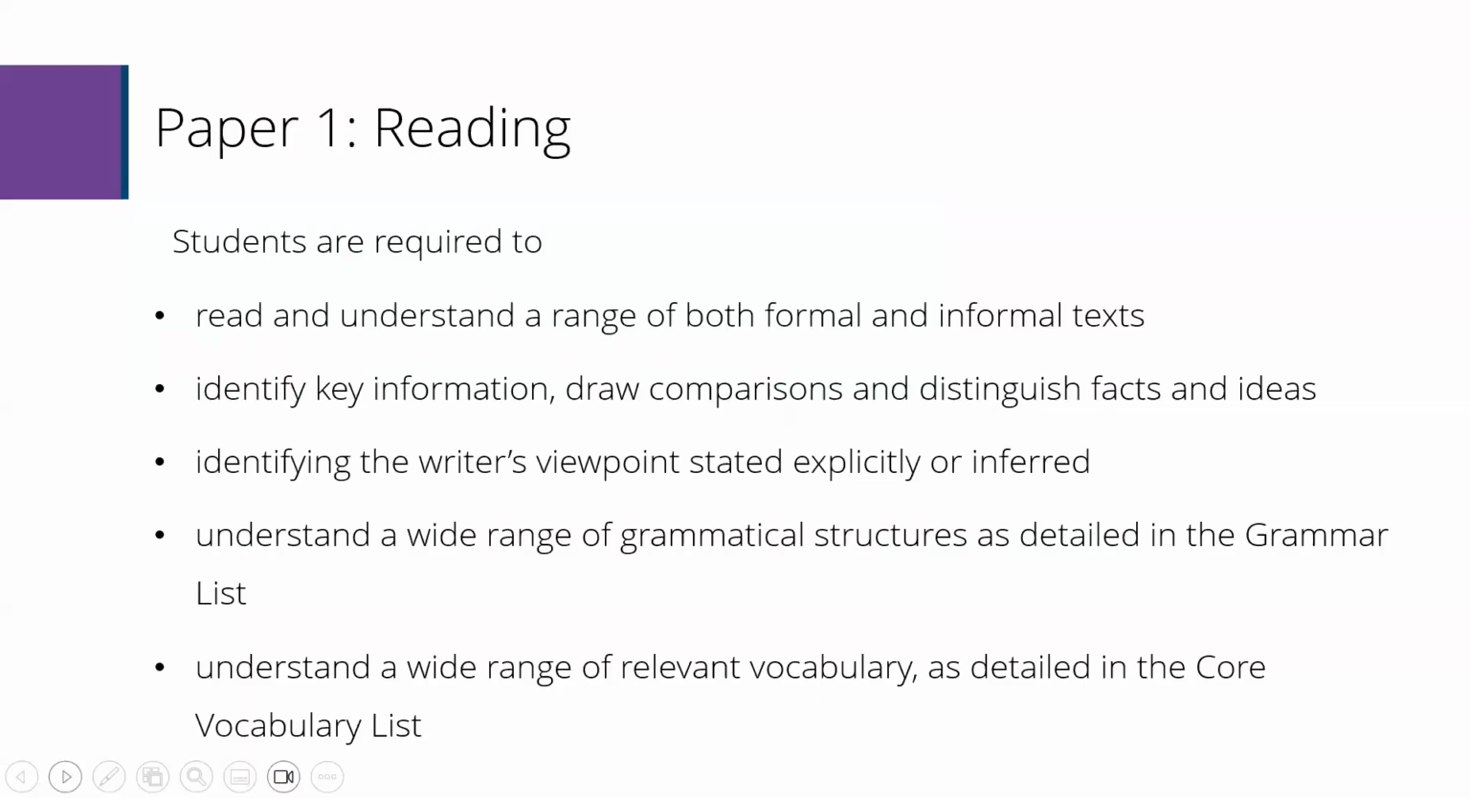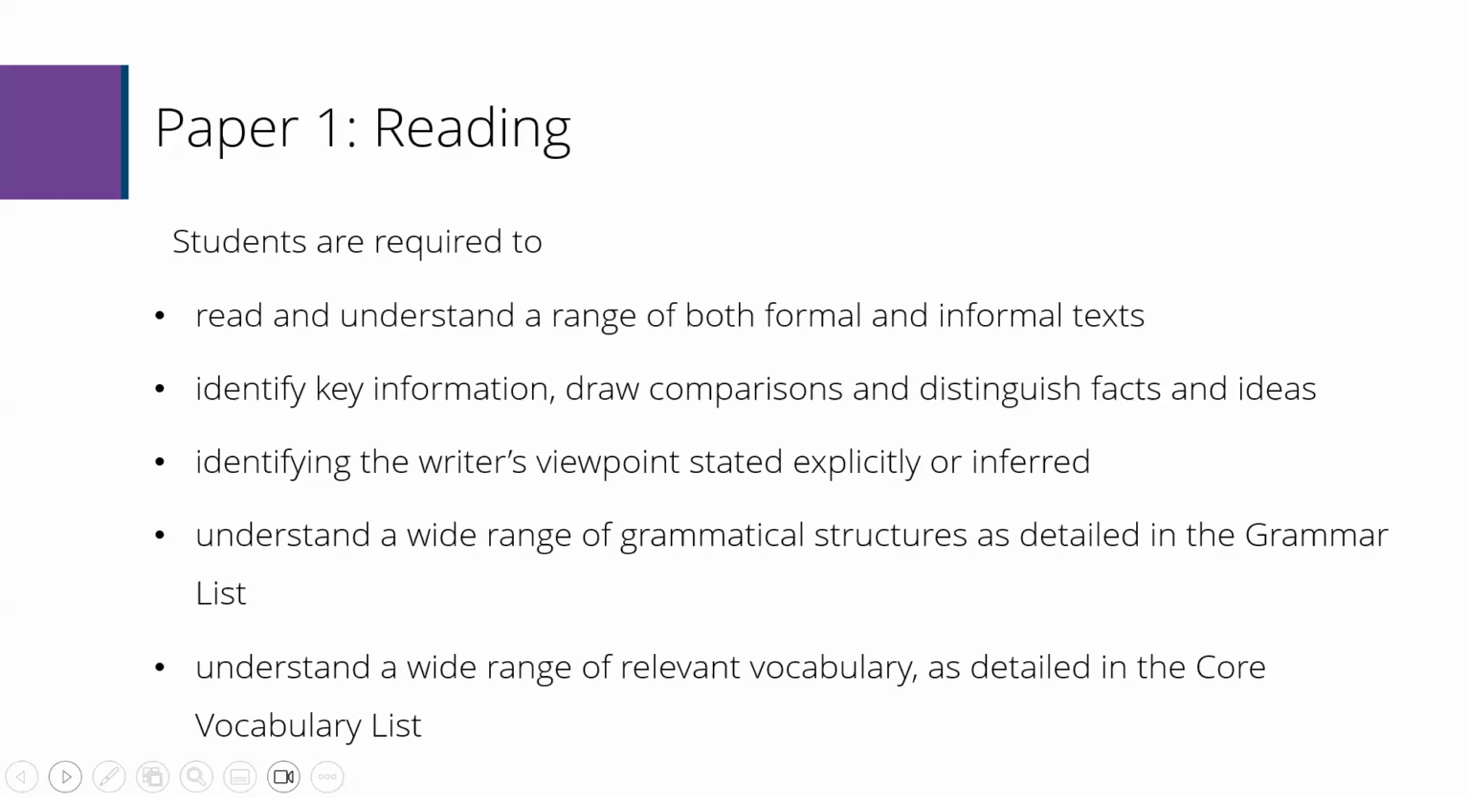So for the reading paper then, students need to read and understand a range of both formal and informal texts. When we say formal, we mean things that could be newspaper articles, things that are written for a formal audience, and also informal texts, which can be emails to friends and that kind of thing. So there's a variety of text type. As you'll understand, that means that we have a variety of language as well.